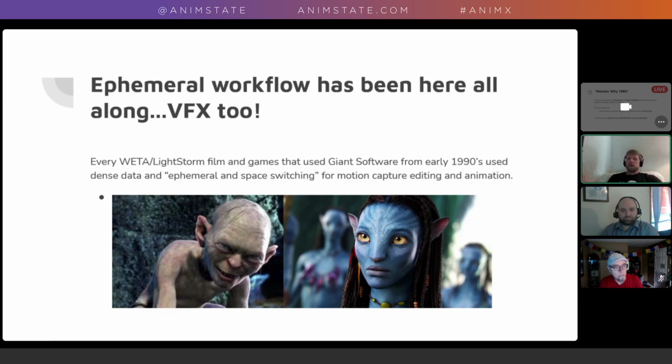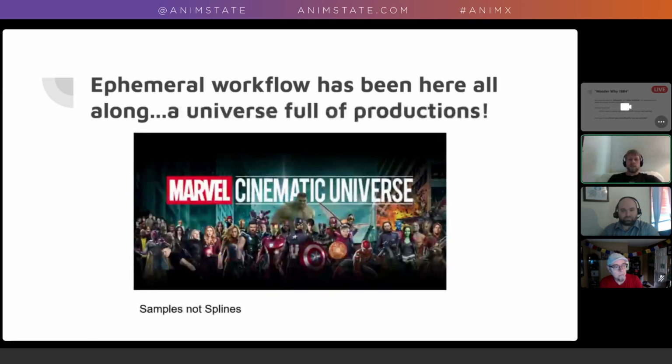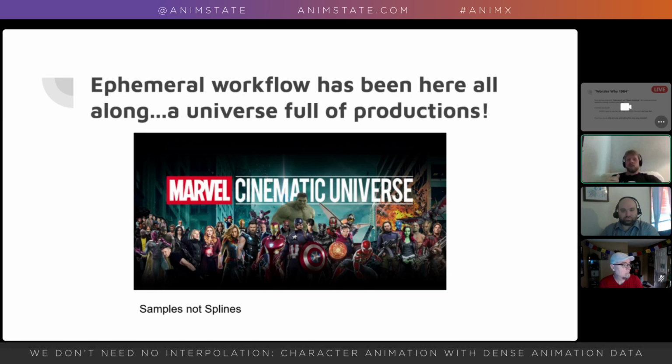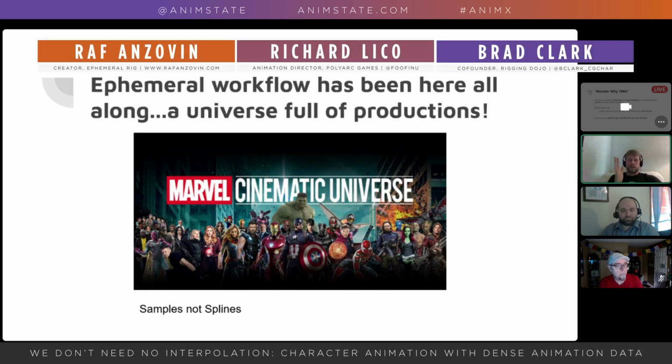It eventually ends up in Maya, and there are animators animating, and there are great people doing all of the final touches, but every single source data for all these films, including the cinematic universe of Marvel, if it goes through a Weta pipeline or a mocap pipeline, you are sample-based. The interpolation is thrown out. You're pure pose to pose, you're capturing the frame as it is, and the software that Giant created is samples.